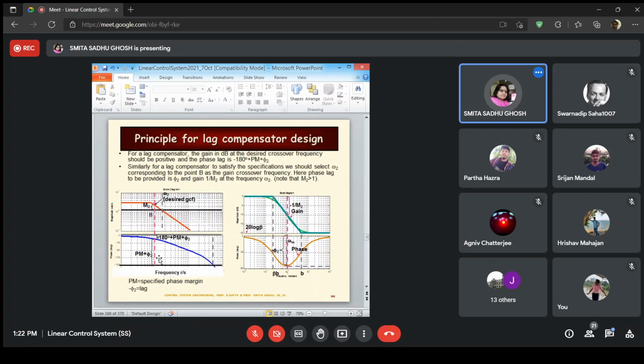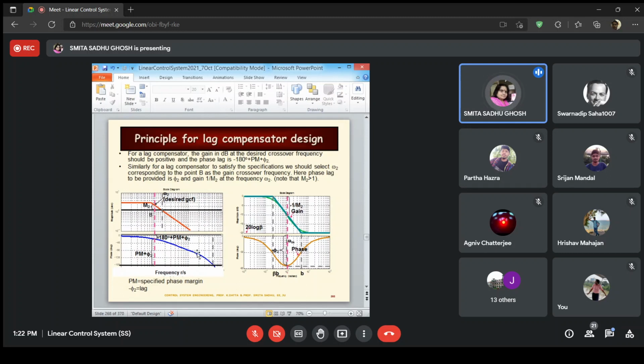So I'll repeat that. I take an additional value of phase margin over here, so that when I put my lag compensator, that additional value and the lag that I get from my compensator will be neutralized, so that we will get the desired phase margin as the value of the phase margin computed at the compensated system gain crossover frequency.